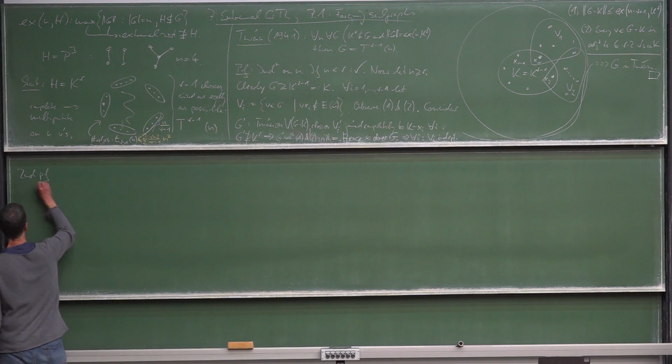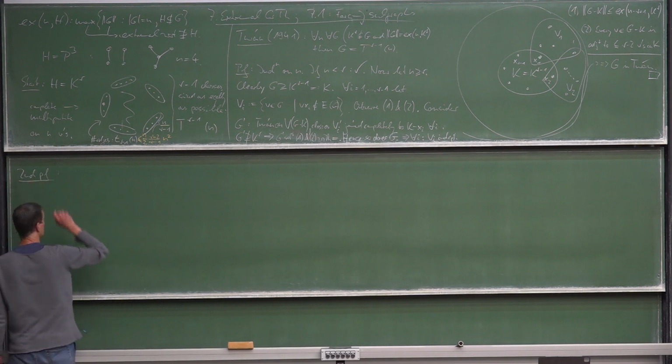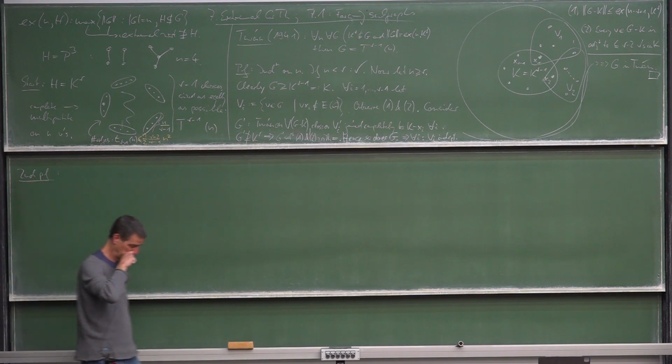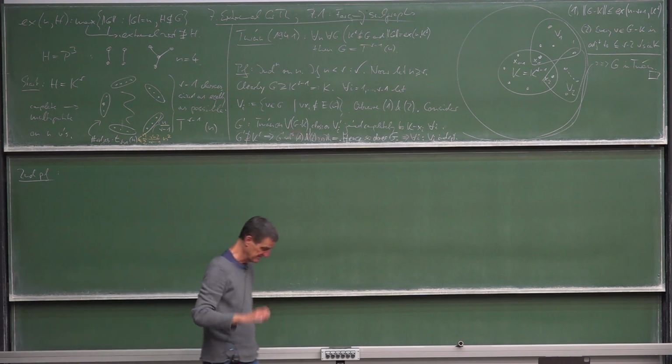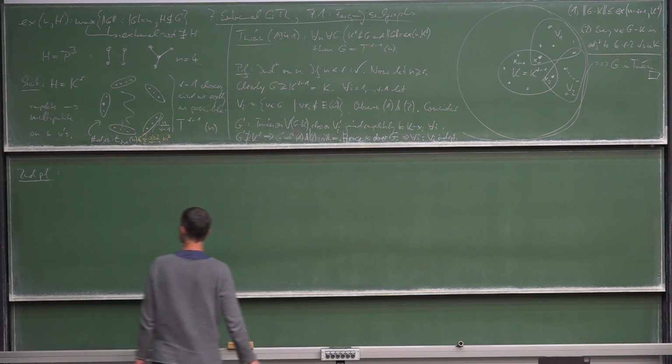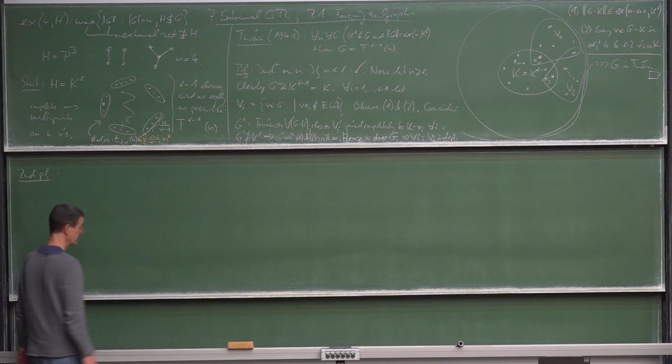Second proof of Turán's theorem. We'll use something called vertex duplication.